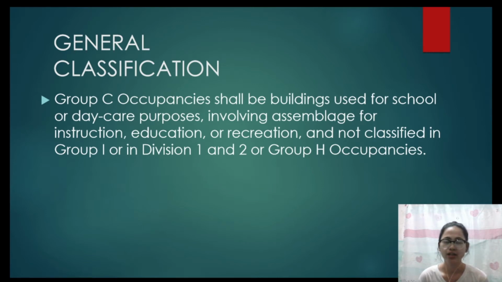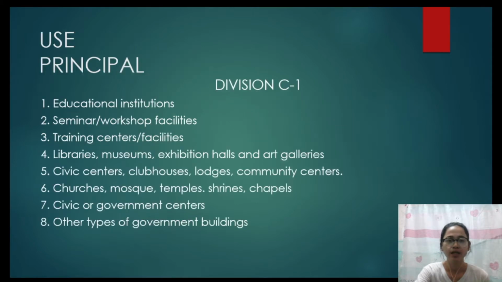Group C is subdivided into two divisions, which are divisions C-1 and C-2. C-1 is for educational structures or buildings, while C-2 is for recreational buildings. Let's proceed to its use, which is classified into three, namely the principal, accessory, and conditional. Division C-1, its principal uses are: 1. Educational institutions such as schools, colleges, or universities.